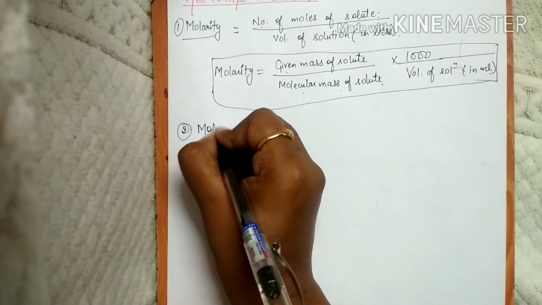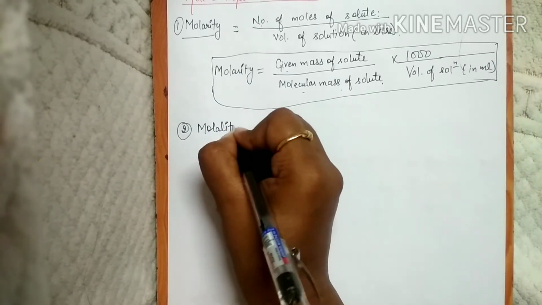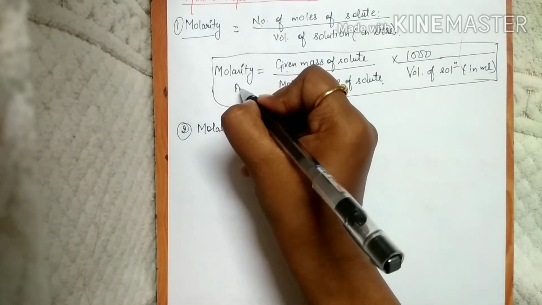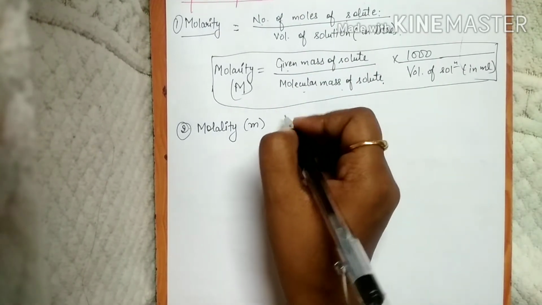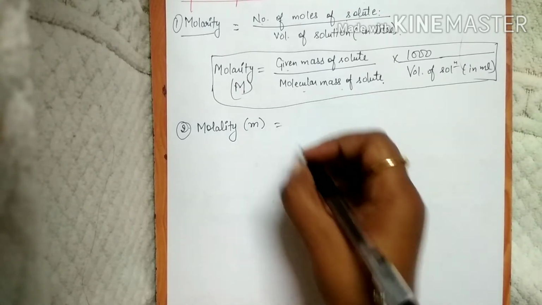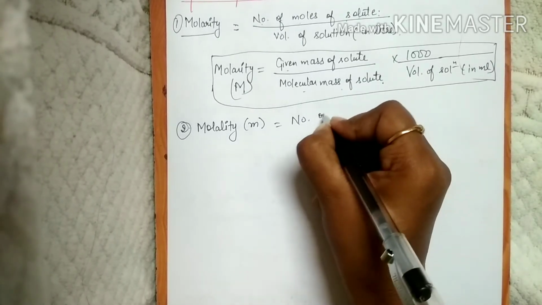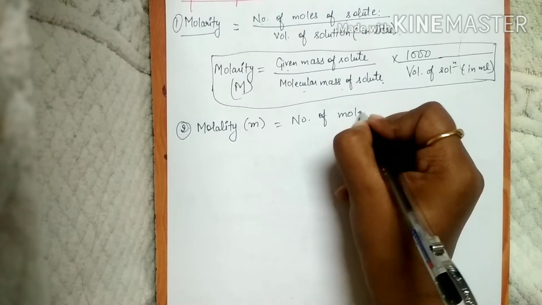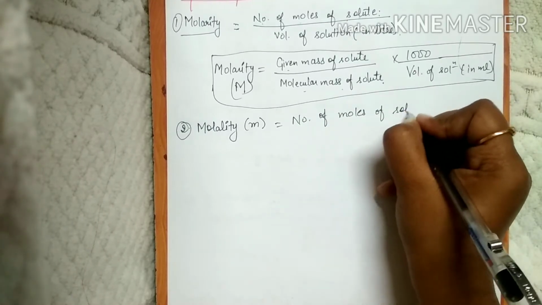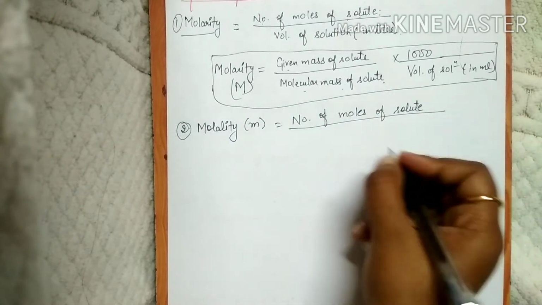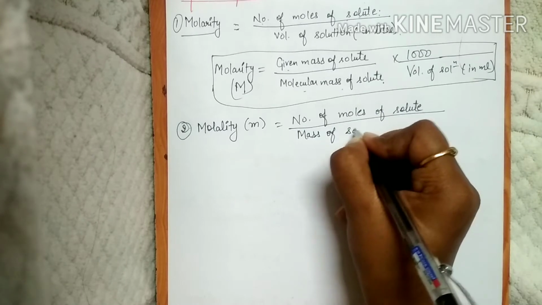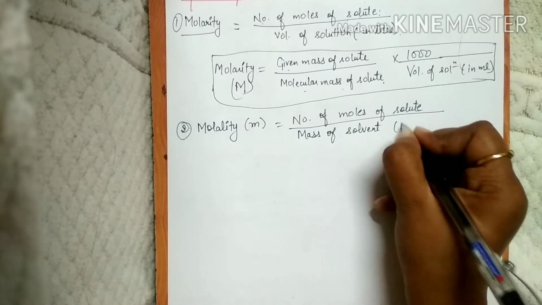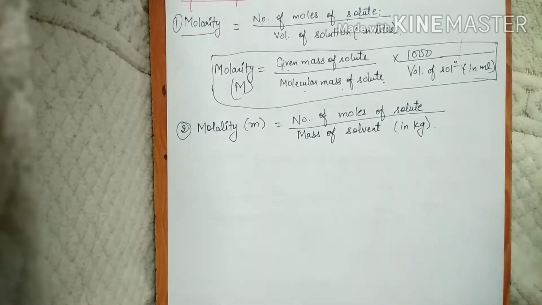Second is molality. Molarity is represented by capital M and molality is represented by small m. The formula is the number of moles of solute upon mass of solvent in kg. This is the formula for molality.